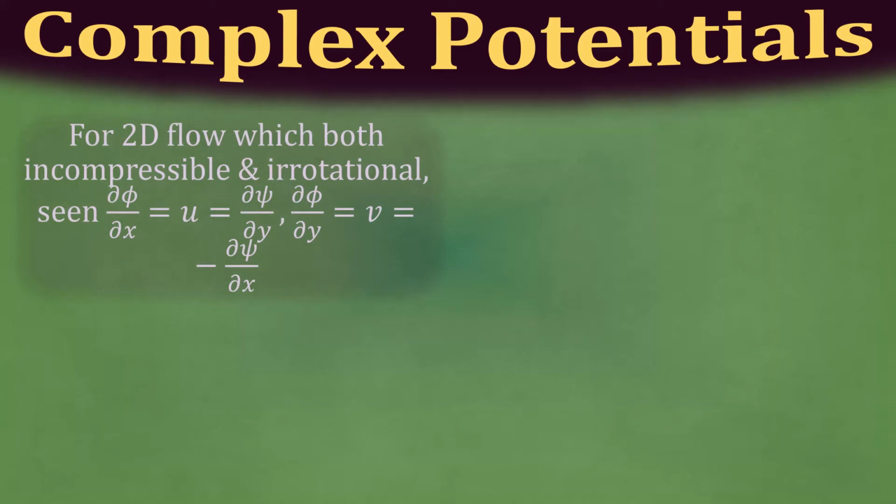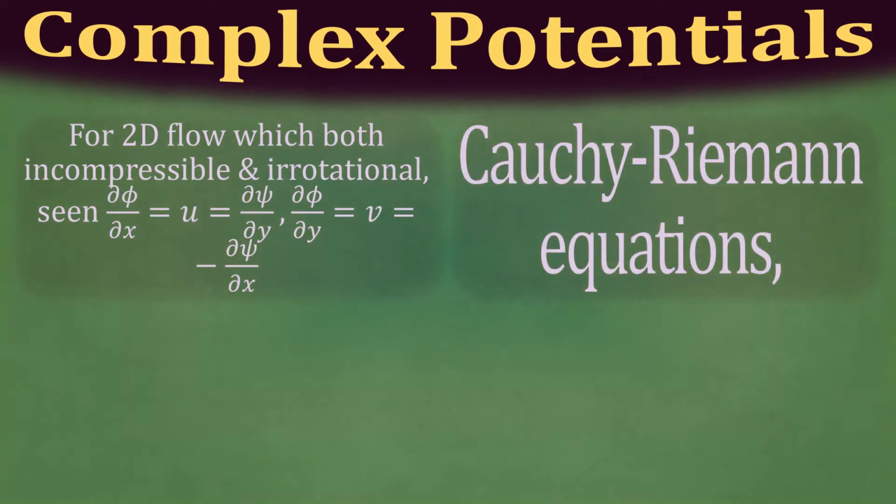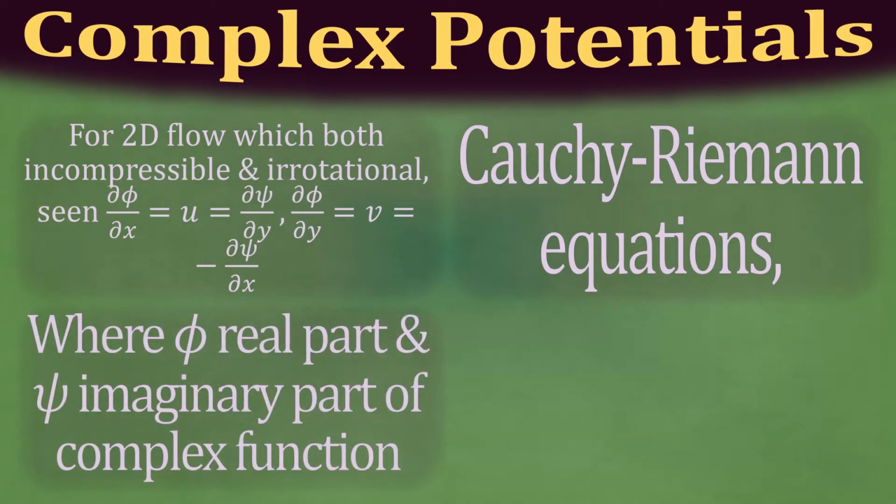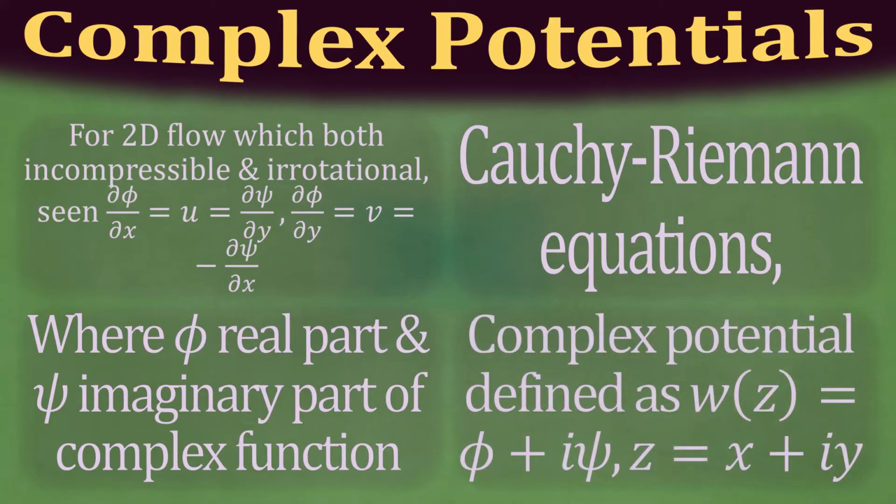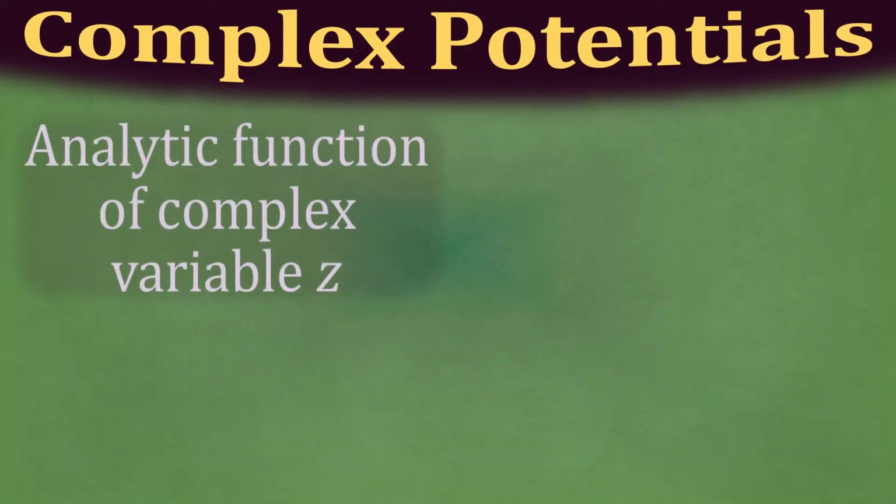For a 2D flow which is both incompressible and irrotational, we have seen that the partial derivative of phi with respect to x equals u, which equals the partial derivative of psi with respect to y, and the partial derivative of phi with respect to y is equal to v, which is equal to minus the partial derivative of psi with respect to x. We can recognize these as the Cauchy-Riemann equations, where phi is the real part and psi is the imaginary part of a complex function. The complex potential is defined as w(z) = phi + i psi, where z = x + iy, and it is an analytic function of the complex variable z.